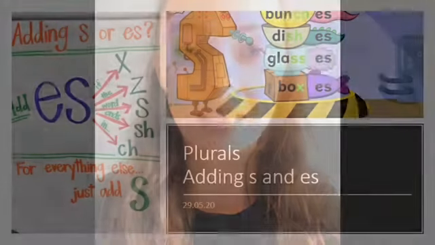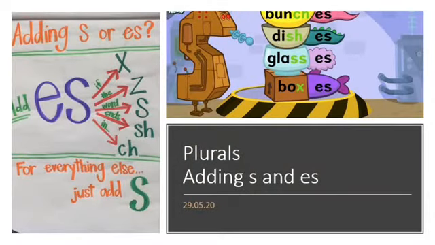I hope you're all well this week and have been enjoying all of the grammar videos we've been doing. This week we're going to look at plurals and what sound we need to add to the end of a word to make it more than one thing. Because sometimes when we're saying words, we need to have something on the end so that it sounds okay. This week we're looking at plurals and what it means to add s and es to a word.